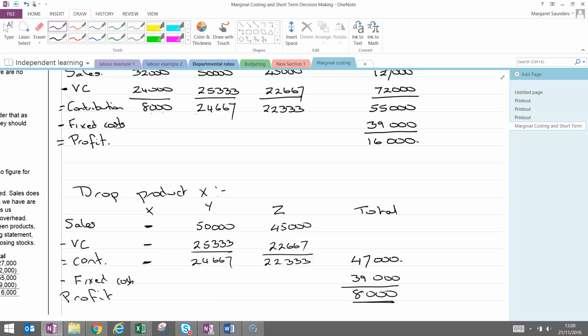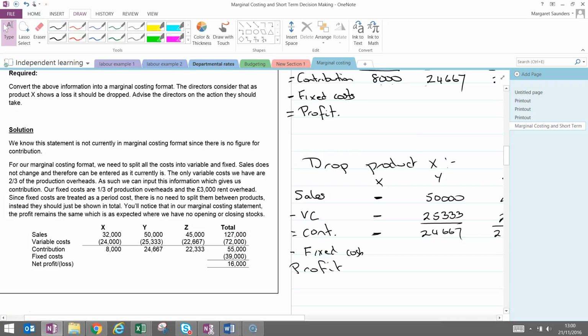We can then consider what costs are going to change depending on a decision that we might make and what costs are going to stay the same. And we will look at some more decisions over the next week or two where we can see that we base our decisions on the contributions made from our products. However, the next thing I want to look at now is a comparison of marginal costing to absorption costing.